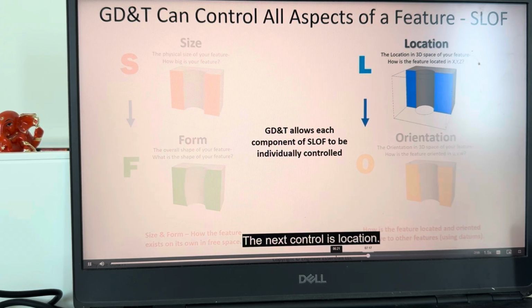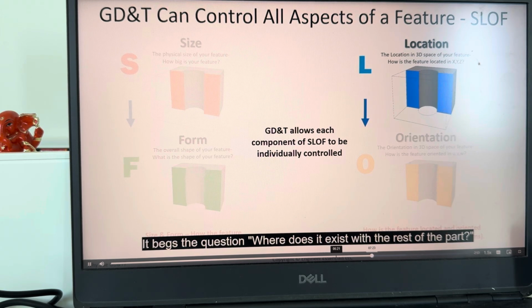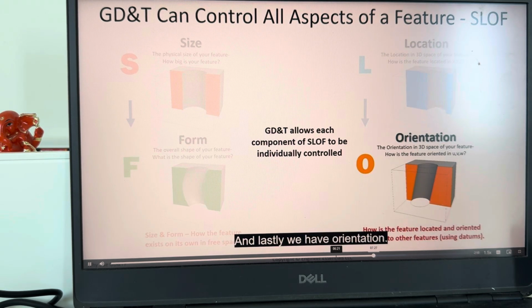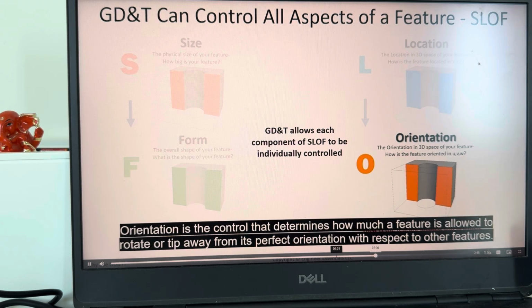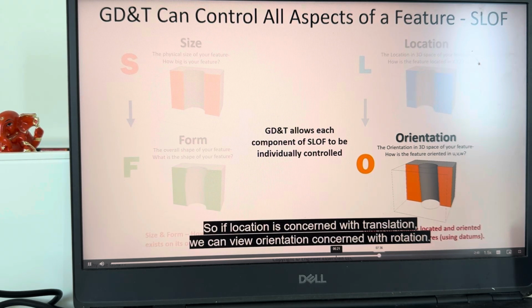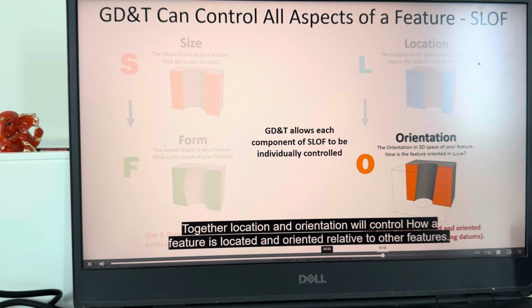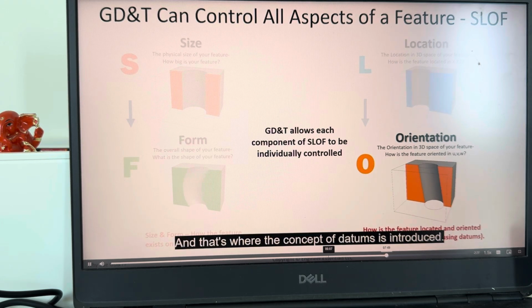The next control is location. Location is simply where does the feature exist. It begs the question, where does it exist with the rest of the part? And lastly, we have orientation. Orientation is the control that determines how much a feature is allowed to rotate or tip away from its perfect orientation with respect to other features. So if location is concerned with translation, we can view orientation as concerned with rotation. Together, location and orientation will control how a feature is located and oriented relative to other features. And that's where the concept of datums is introduced.